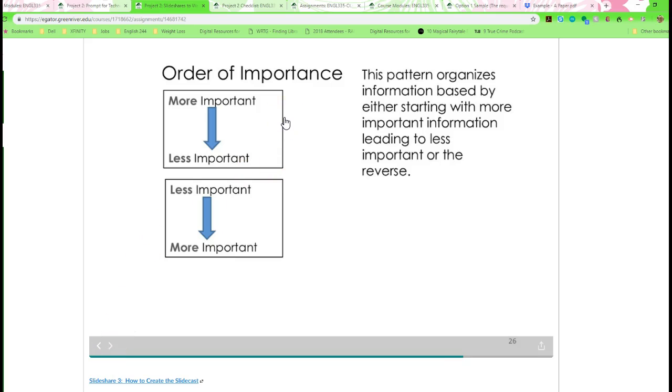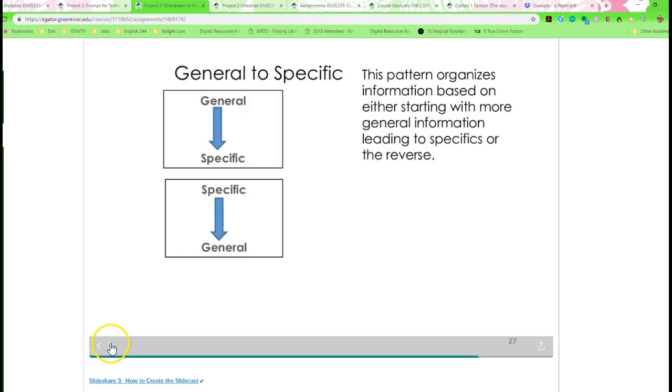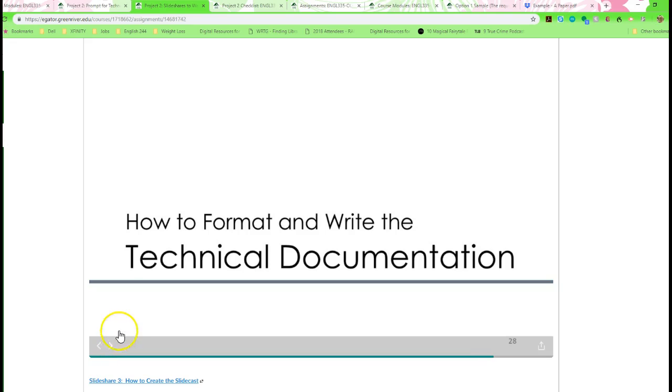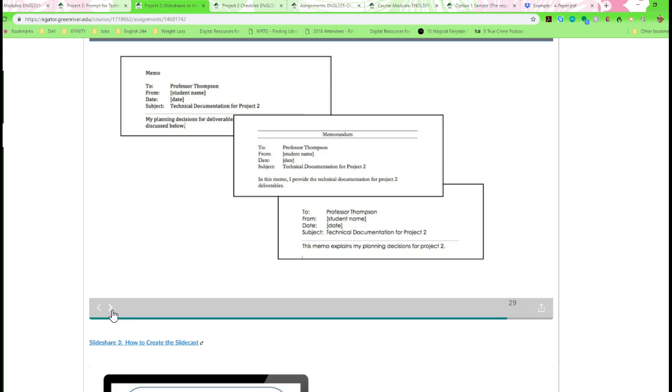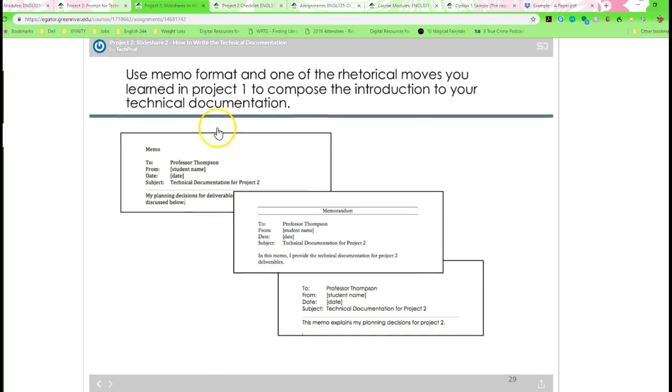Order of importance organizes information by either starting with more important down to less important, or the reverse, less important to more important. General to specific, or specific to general. And then how to format and write the technical documentation. This is a memo report.